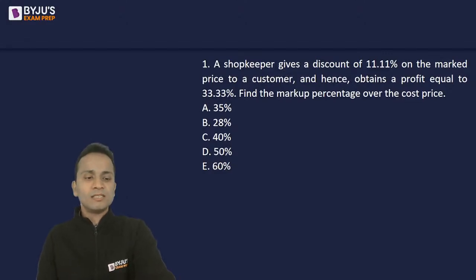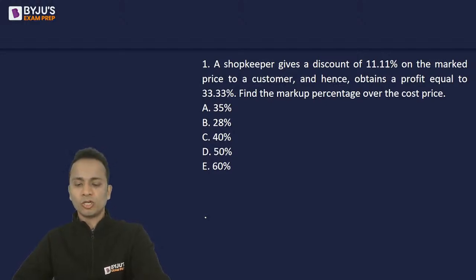Now, this is a question based on the application of percentages from profit, loss, and discount. The question says that a shopkeeper gives a discount of 11.11 percent on marked price to a customer, and hence obtains a profit equal to 33.33 percent. Find the markup percentage over the cost price.